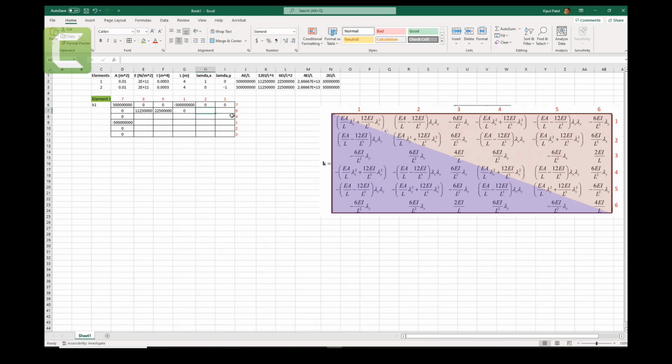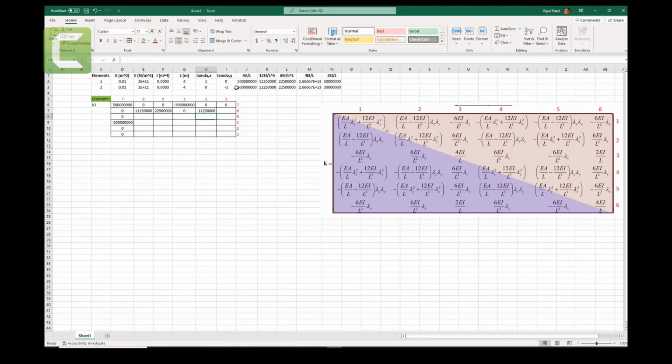0 is equal to minus bracket AE on L times lambda y square, plus 12 EI on L cubed times lambda x square. It's all good. And 6 EI on L square times lambda x. All right, so same thing here.